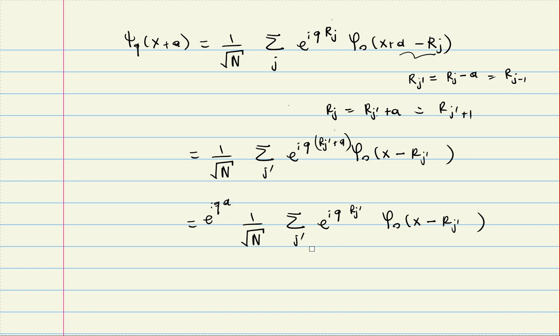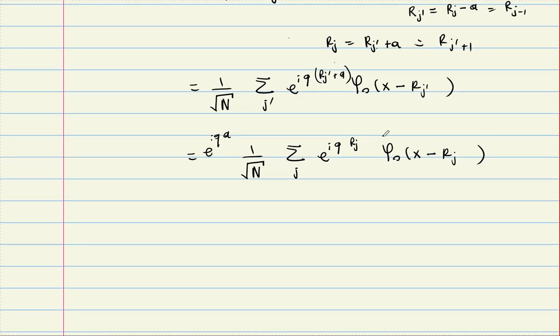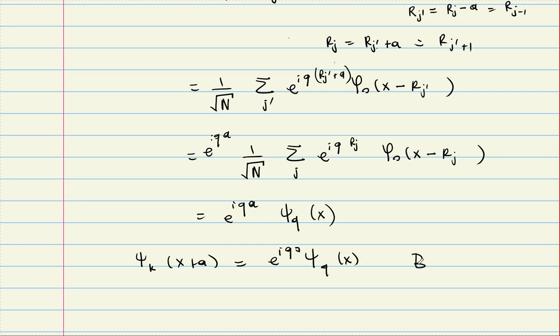But j prime is now just a label, right? I can put dummy labels, it can be anything you like. And what remains here is exactly what we started with, this wave function. And then it is going to be e to the i q a psi q of x. So this is q, this is a. Then we have shown that this function we wrote, psi of x plus a, is equal to e to the i q a psi q of x, has the Bloch form.